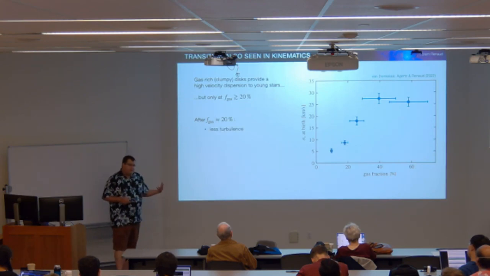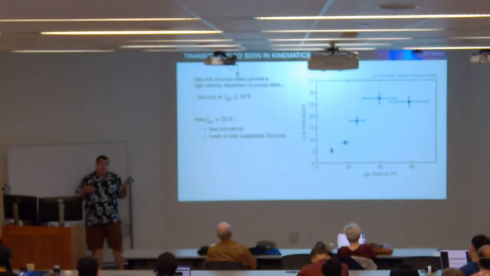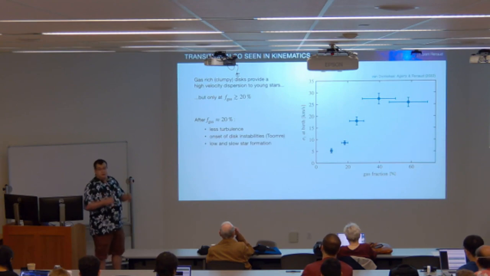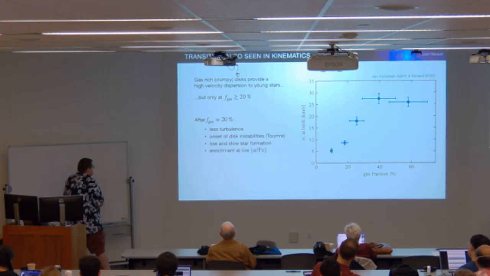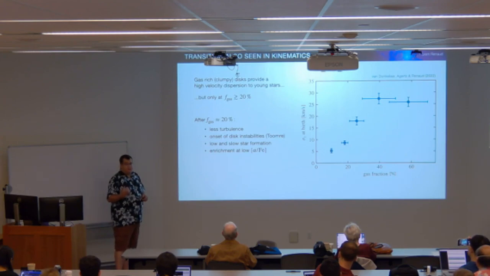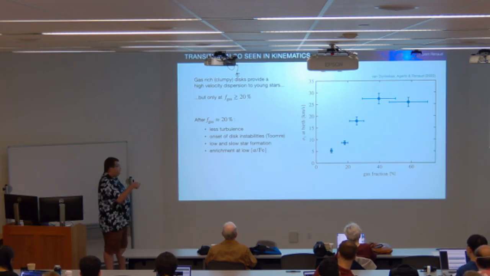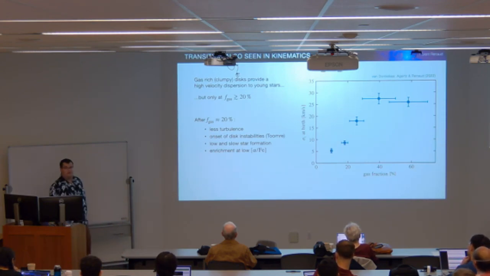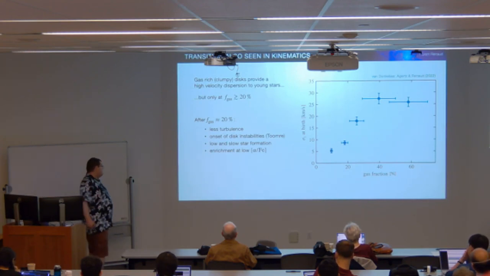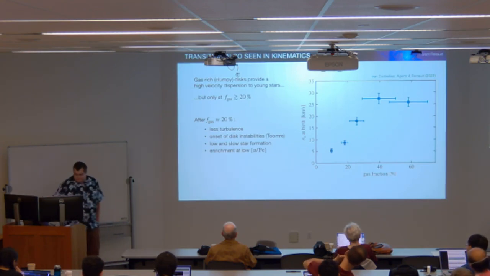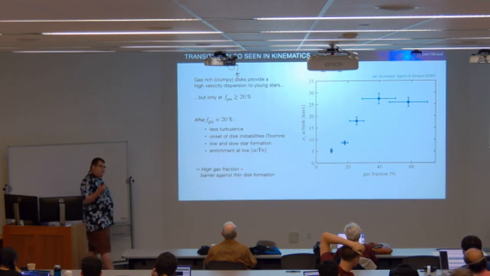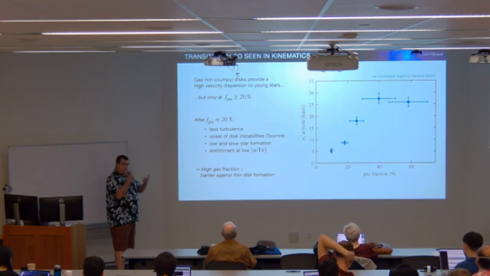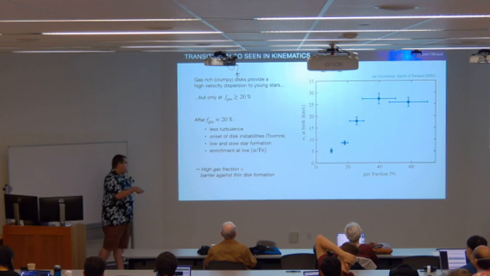So then, if you take a step back, what happens after this transition at 20% gas fraction is that you get less turbulence in your galaxy. You get the onset of this disk instability, the more textbook case, and you get low and slow star formation, and all this leads to an enrichment at low alpha over Fe. And if you notice, all these four points are basically a definition of a thin disk, as it has been observed with Gaia and spectroscopic surveys like APOGEE, for example. So this means that if you have a high gas fraction in your disk, you have a different regime of instabilities that act all together, in terms of kinematics, morphology, and chemistry, against thin disk formation.